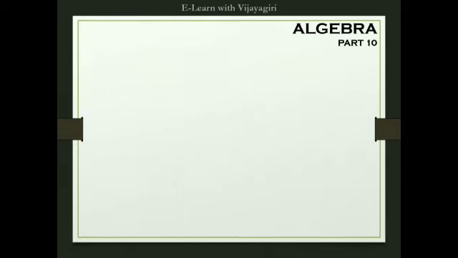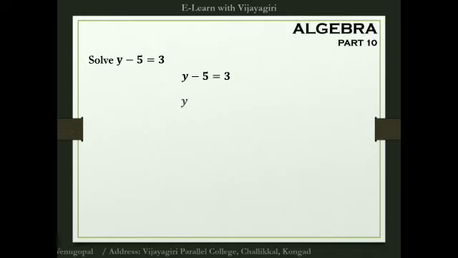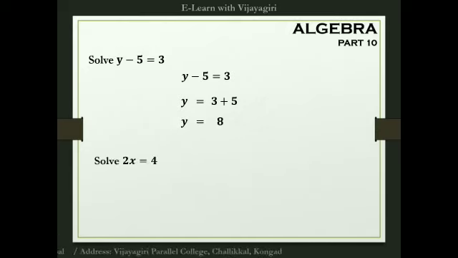Now let's check some other examples. Solve y - 5 = 3. Here minus 5, when we take it to the other side, becomes plus 5. So it becomes 3 + 5, so y will be equal to 8. Solve 2x = 4. Here it is multiplication. Multiplication by 2, when taken to the other side, becomes division by 2. So x will be equal to 4 by 2, and x will be equal to 2.